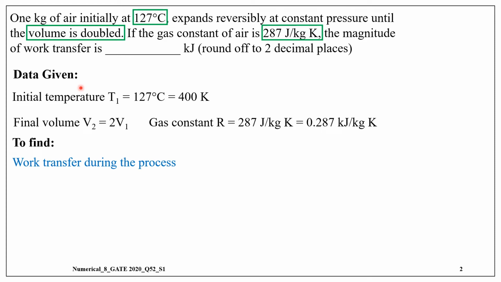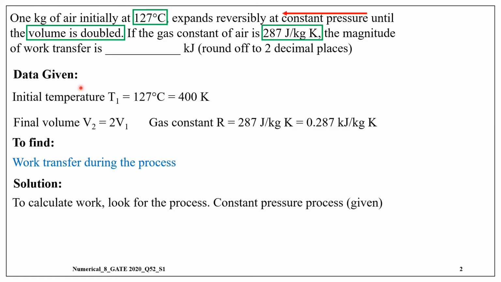Having understood what are the data given and the quantity to find, the next step is to look for the solution. In order to calculate the work transfer, we look for what is the nature of the process. So the process is constant pressure process. It's given here.